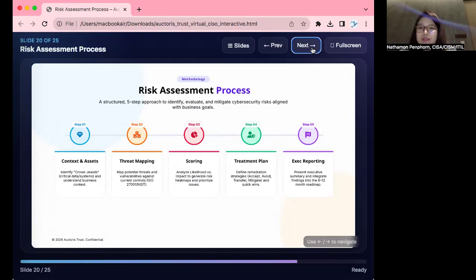The methodology we use is the risk assessment process. We use 5 steps in risk management. From context and asset, we first identify the critical assets in the organization that we have to protect. Threat mapping: what can go wrong with those assets, and what can be the impacts. Scoring: we see how likely it is to happen and what the impact can be. Treatment plan: we find a way to resolve or reduce the risk. Executive reporting: we present a summary of the findings in a 6 to 12-month roadmap.